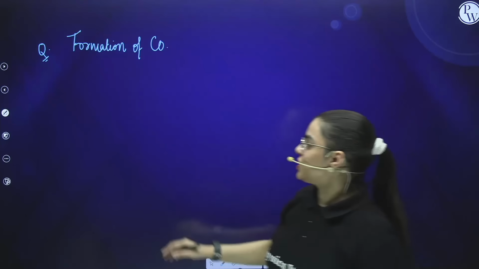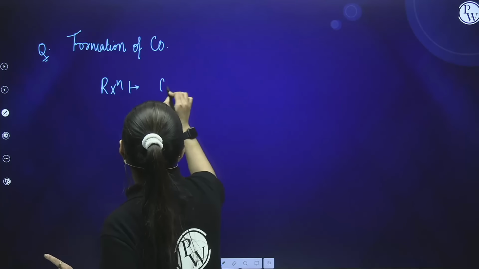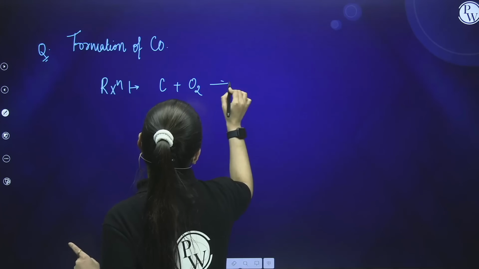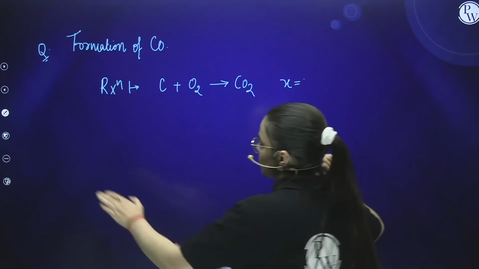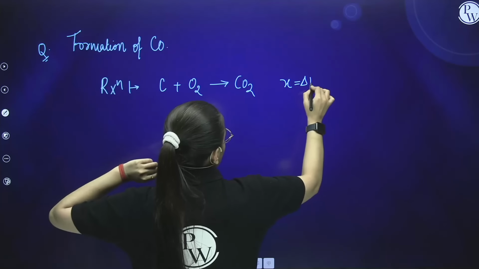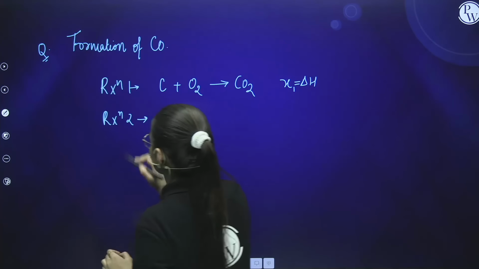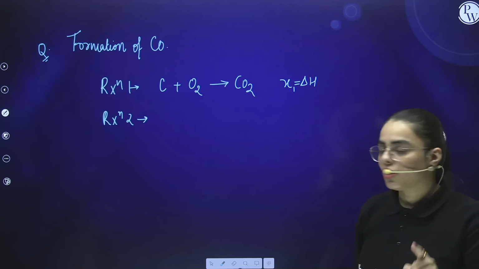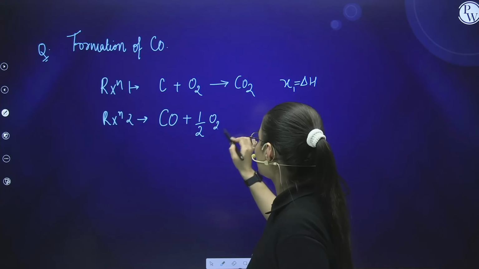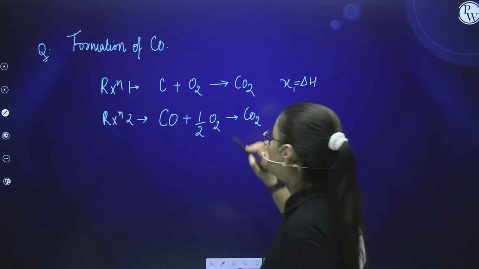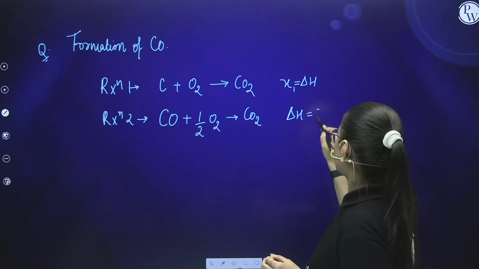The very first reaction that is given to you, reaction 1: carbon plus O2 gives CO2. And here the delta H is X1. Okay, now the reaction number 2. For reaction 2, you have carbon monoxide plus half O2 gives again CO2. You have, students, this reaction, and for this reaction delta H tends to be X2.